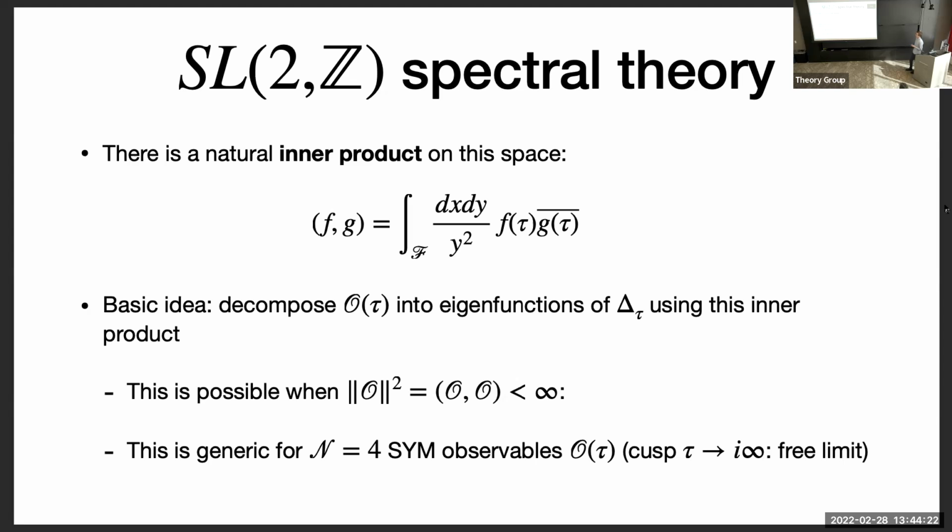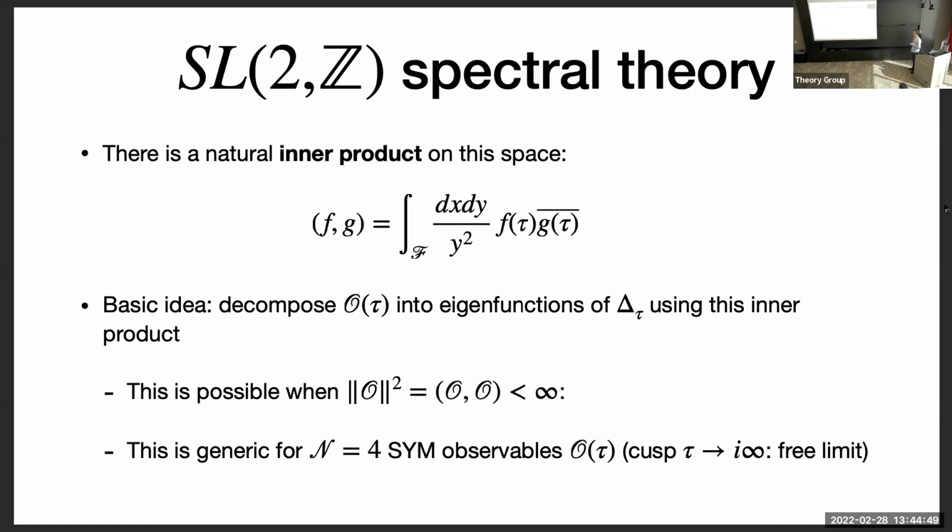Now, the basic idea of this project was to decompose these abstract observables, which I call O of tau, into eigenfunctions of the Laplacian using this inner product. Now, the Laplacian isn't necessarily something super physical or important from the N=4 point of view. It's what moves you around on moduli space, of course. But really, we're just taking advantage of the fact that there is a complete basis that we understand. And so we're going to use this basis.